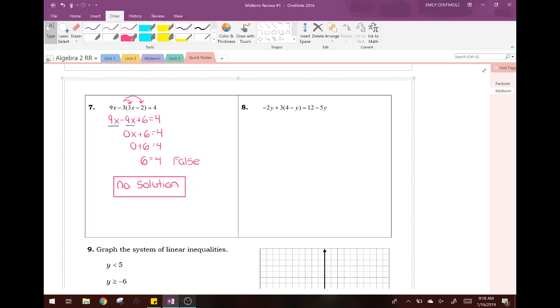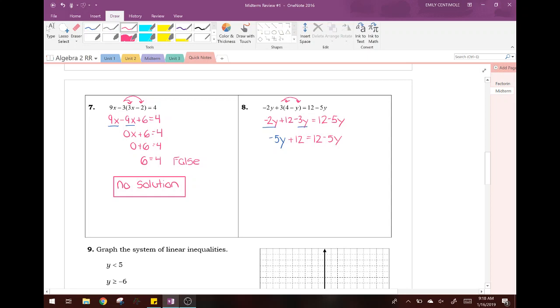Now moving on to question number 8. Again, distribute and then combine your like terms. 3 times 4 is 12. 3 times negative y is negative 3y. And that's going to equal 12 minus 5y. I'm going to combine my like terms together, negative 2y and negative 3y, which make negative 5y. Then everything else carries down, plus 12 equals 12 minus 5y.